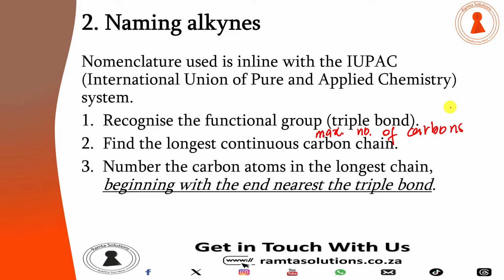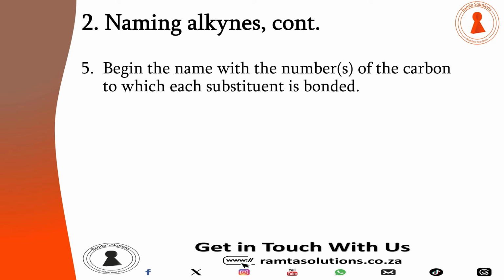And then when you proceed to numbering, when you number the longest chain, begin with the end nearest the triple bond. Then name each substituent, including the triple bond. Your bond will be yne, diyne, and so on. Remember, your substituents are your halogens and your alkyl groups, right? Then begin the name with the number or numbers of the carbon to which each substituent is bonded.